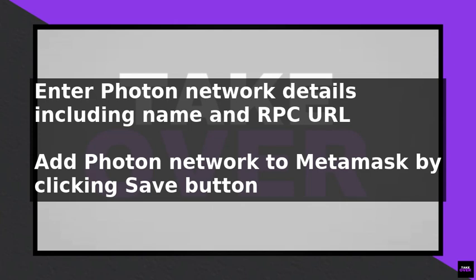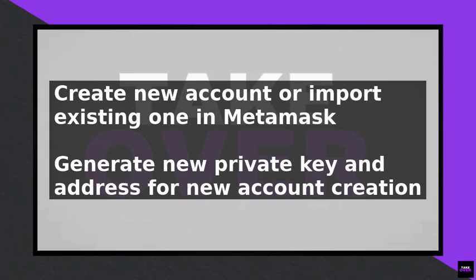Once the network is added, you will see the Photon network in the Metamask network list. Select the Photon network to switch to it. Next, create a new account or import an existing one in Metamask. If you are creating a new account, Metamask will generate a new private key and address for you.